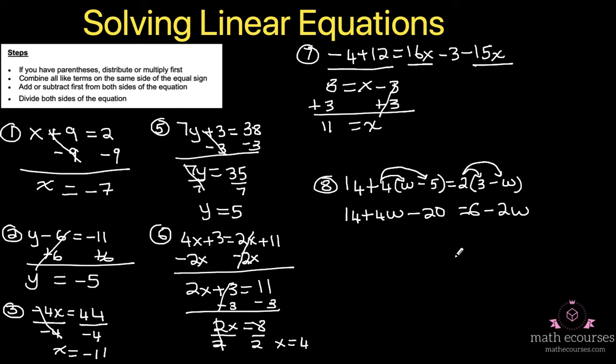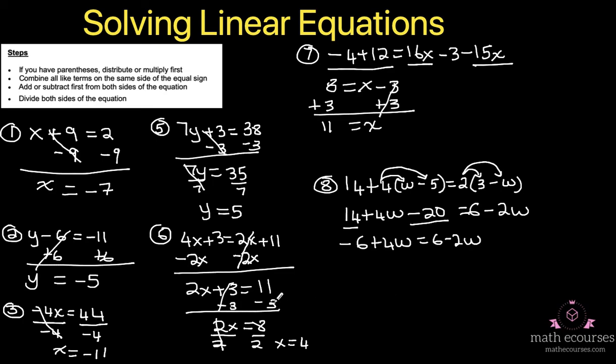Next step, do you have like terms on the same side of the equal sign? I do. I see here I have 14, that doesn't have a letter. Negative 20 doesn't have a letter. So you need to do 14 minus 20, that is a negative 6. Drop this down, plus 4w equals 6 minus 2w. Okay, so there we are.